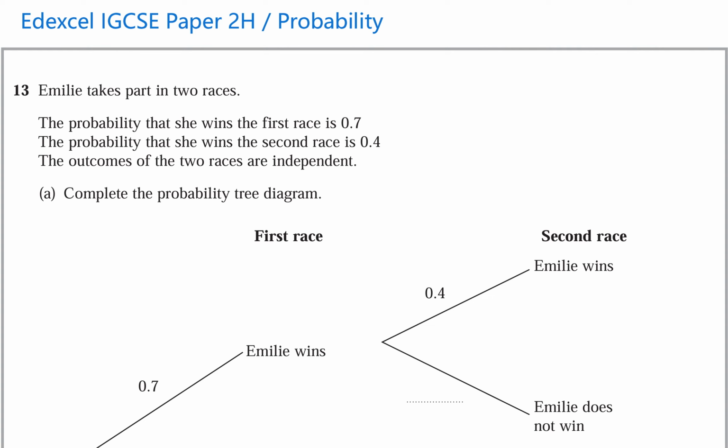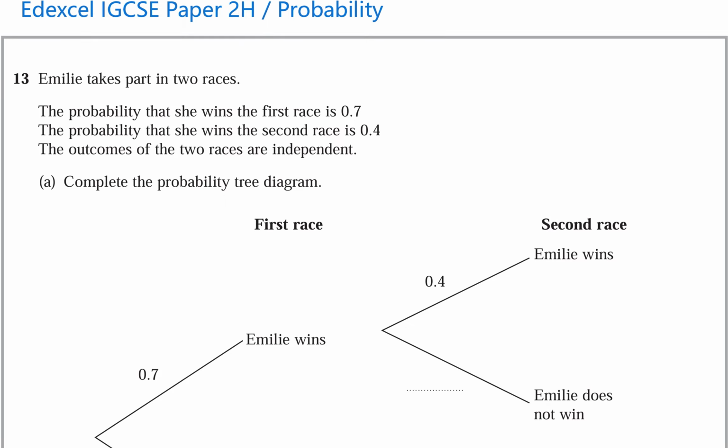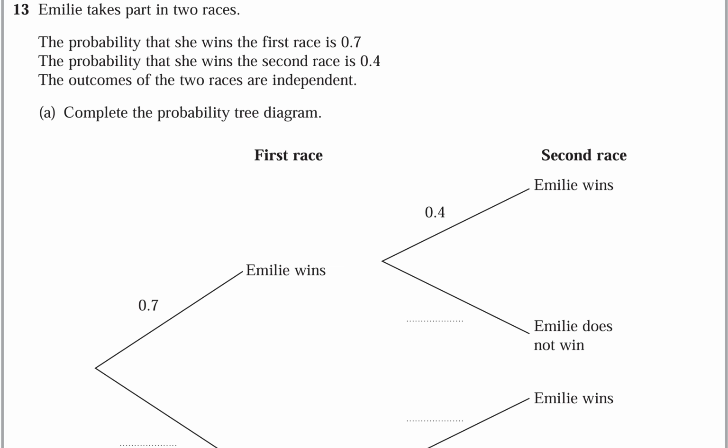Hello everybody, in this question Emily takes part in 2 races. The probability that she wins the first race is 0.7. The probability she wins the second race is 0.4. Outcomes of the 2 races are independent and complete the probability tree diagram. So let's do this bit first and we'll move on to the B part.